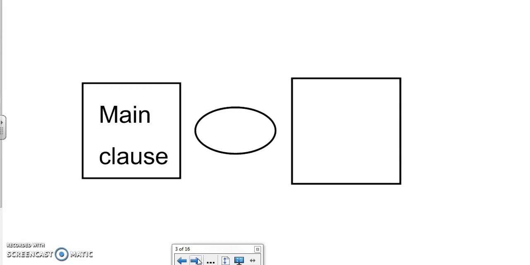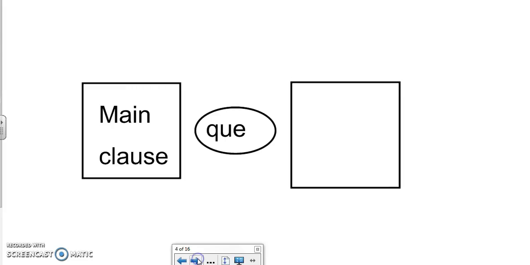The first part is the main clause. The compound sentence is connected by a que. And then after the que is what's called the subordinate clause.